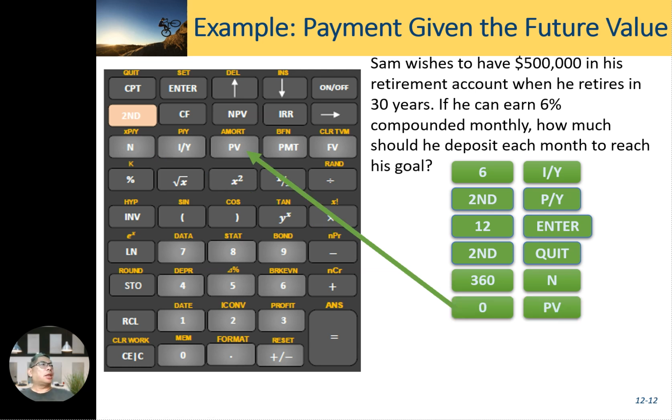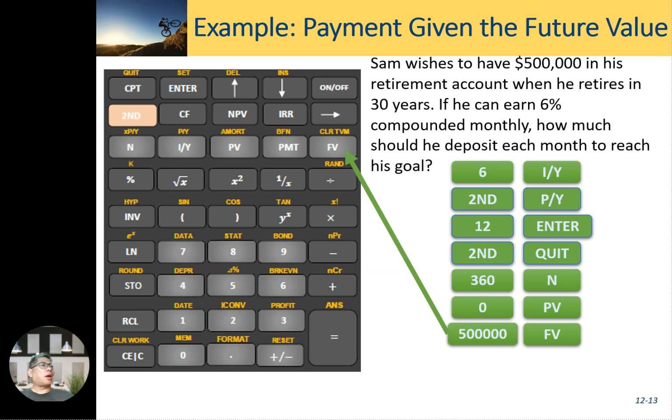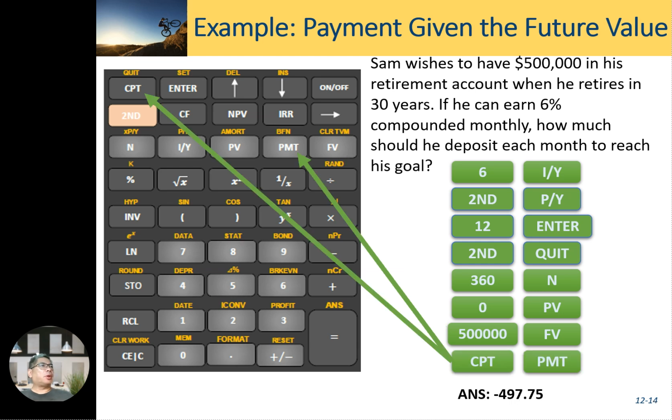Okay, and then 0 is the present value, 500,000 is the future value, and you compute the payment. You get 497.75. That's how you get it. This is the beautiful thing about this slide. I always love that they give you a logical calculation by hand as well as a calculation using a calculator, step by step. So at least it gives you an idea of how to get there.